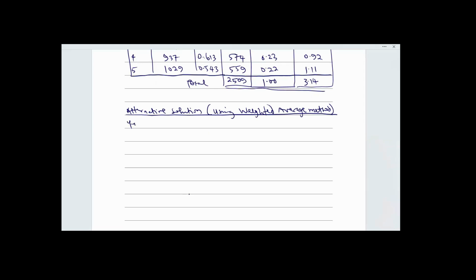So you create a column for year, cash flow, discount factor at 13%. Then we have the present value. Then you have the weight. So let's say this is A, this is B, here is C, then here is D. D equal to B multiplied by C, then here is E. E equal to A multiplied by D. All right.